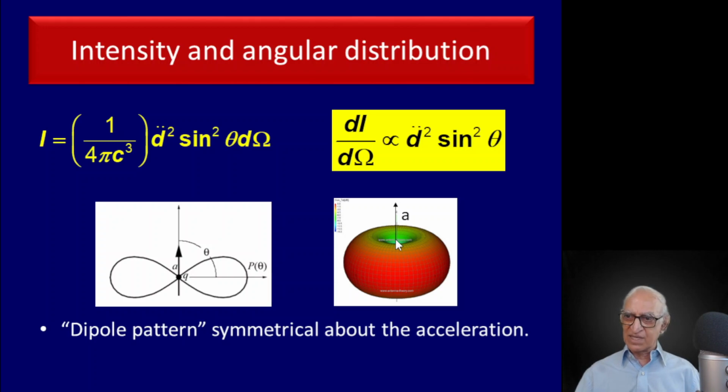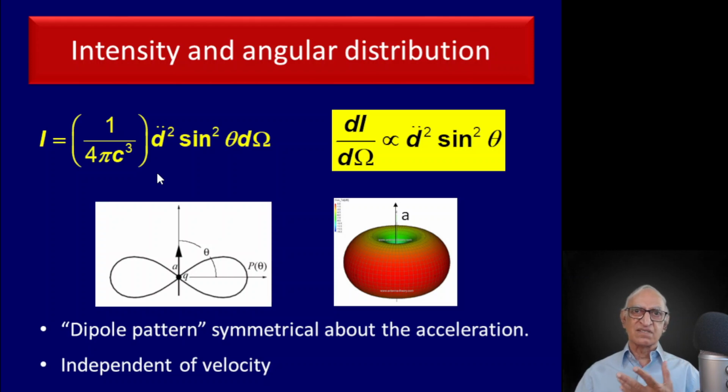That's why there is a dimple here, or a hole. There is a donut with a hole in the center. So this you must remember at all times. The radiation intensity is zero in the direction of the acceleration itself. And this radiation intensity is independent of the velocity. You notice the velocity of the particle doesn't come into it at all. What comes in is the square of the second time derivative of the dipole moment.